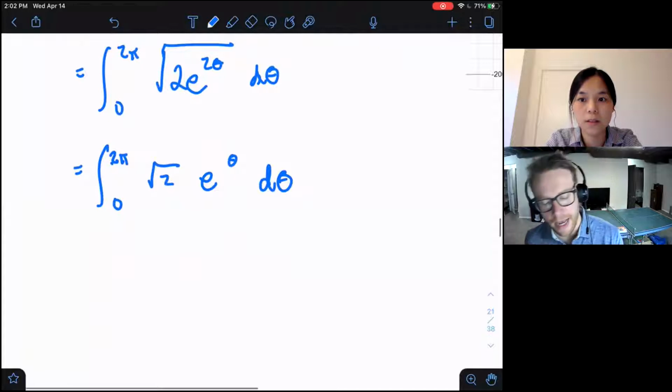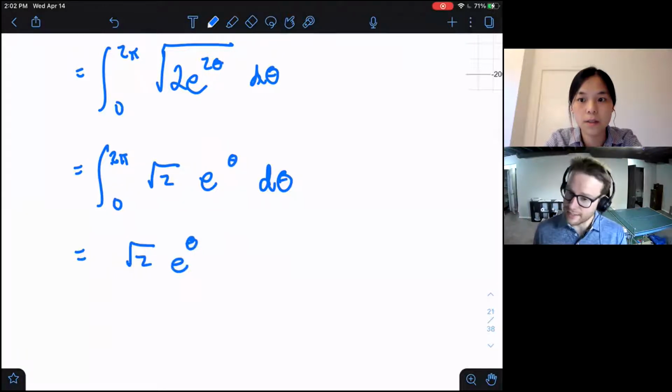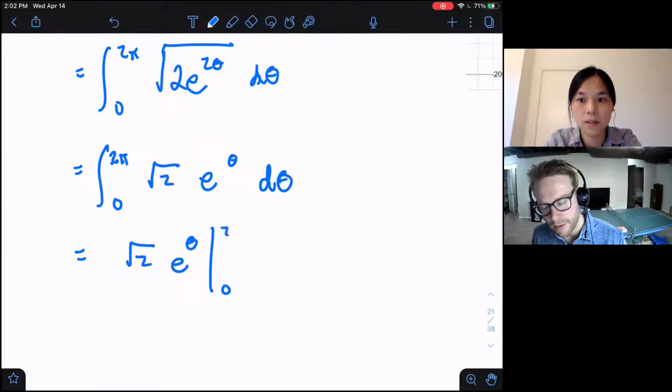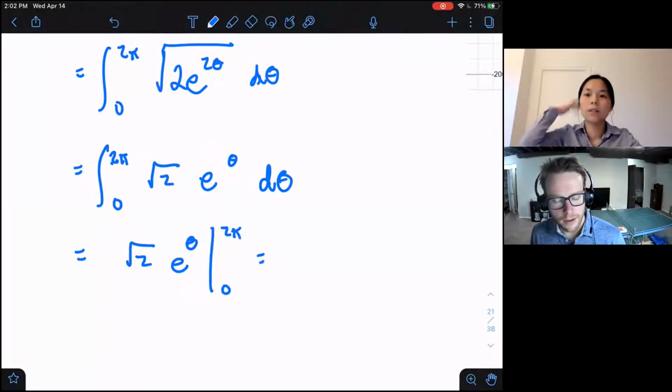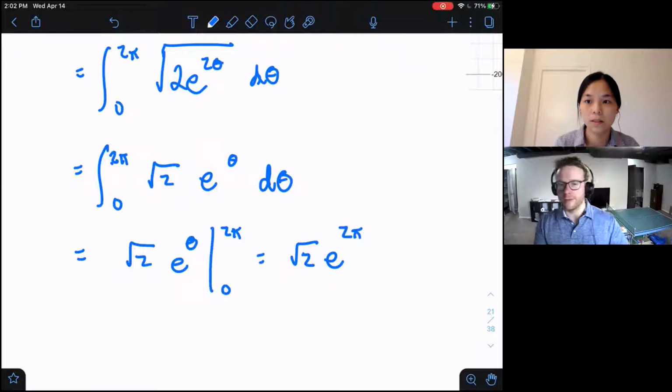And so you don't have to worry about those absolute values. So now when you go ahead and you integrate this, well, the square root of 2 is going to be along for the ride. And the integral of e is itself, just like the derivative of e is itself. And then we need to evaluate from 0 to 2 pi. And so if we were to input 2 pi, there we go. And then we have to subtract away, well, 0. And so, okay, this is what our answer is. Or is it?